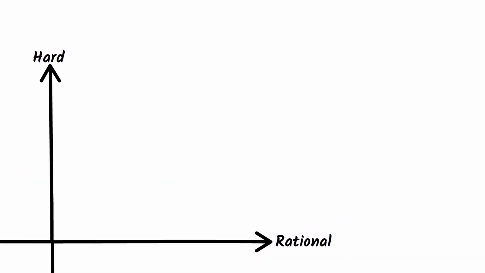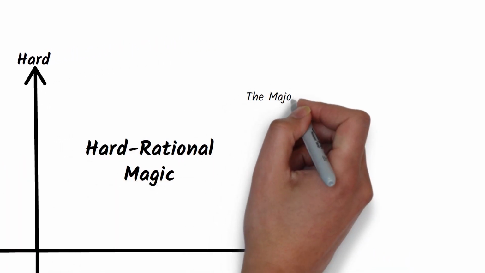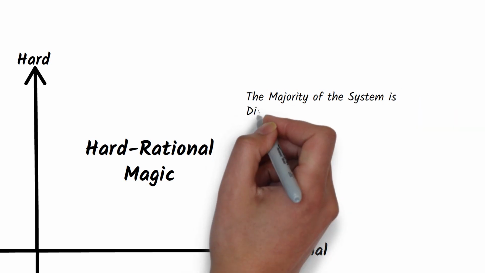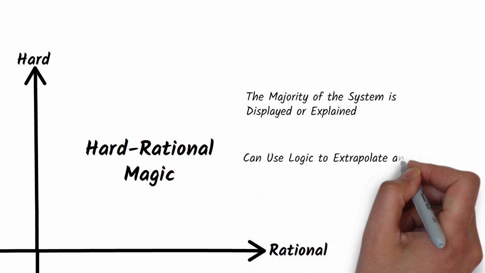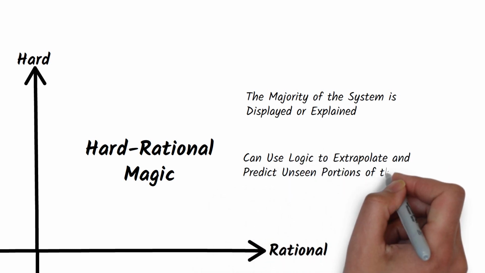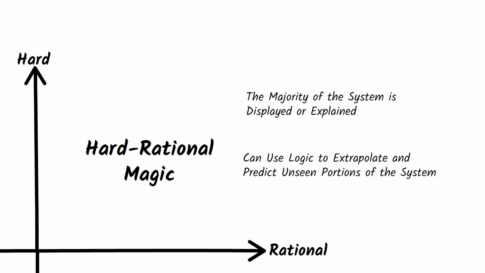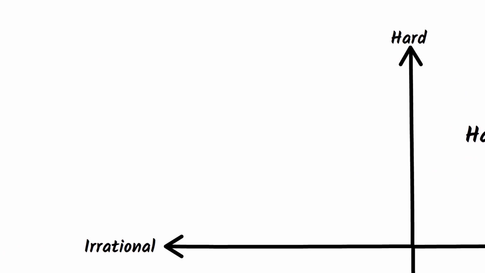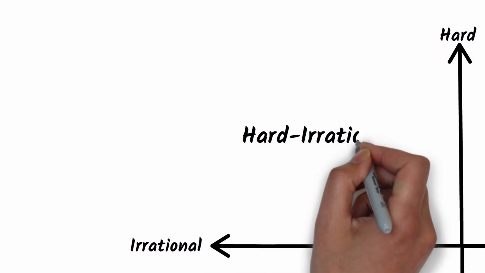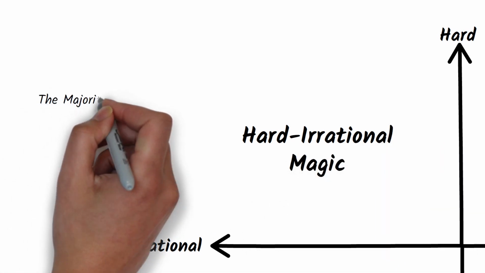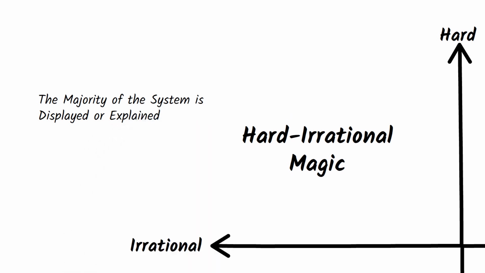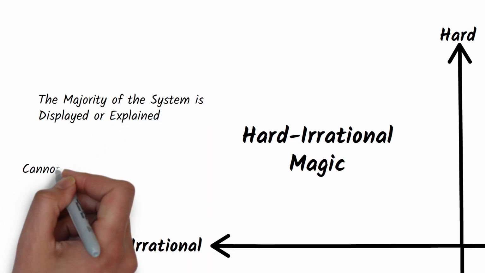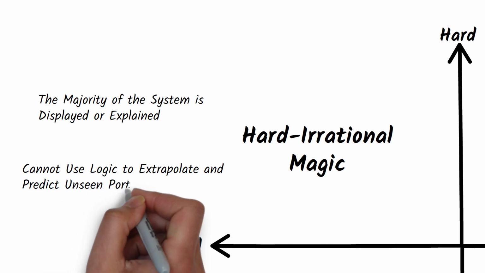Top right, we have hard rational, where the majority of the system is displayed or explained, and it has clear rules and patterns. More importantly, for the rational aspect, the readers can use logic and extrapolation to accurately predict parts of the system they haven't seen yet. Shift over to the irrational side. In a hard irrational system, the majority of the system is still displayed or explained, but the reader, either through a lack of rules or information, cannot extrapolate or predict unseen portions of the system.